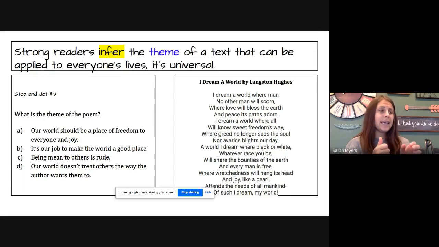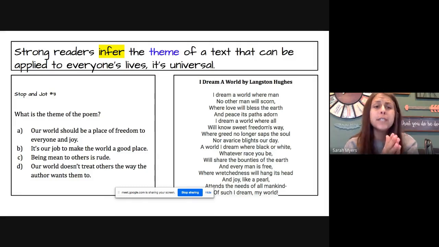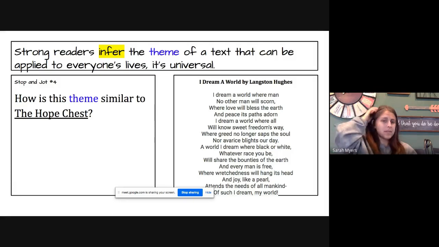If you got A, give yourselves a big pat on the back. The author wants us to learn that our world should be a place of freedom and that everyone should have joy. So I'm really thinking about, how is this theme similar to something in The Hope Chest? We've talked a lot about The Hope Chest, about how people should not judge others, that everyone should have equal rights, that we should have the courage to change the world. So what are some similar themes in The Hope Chest?